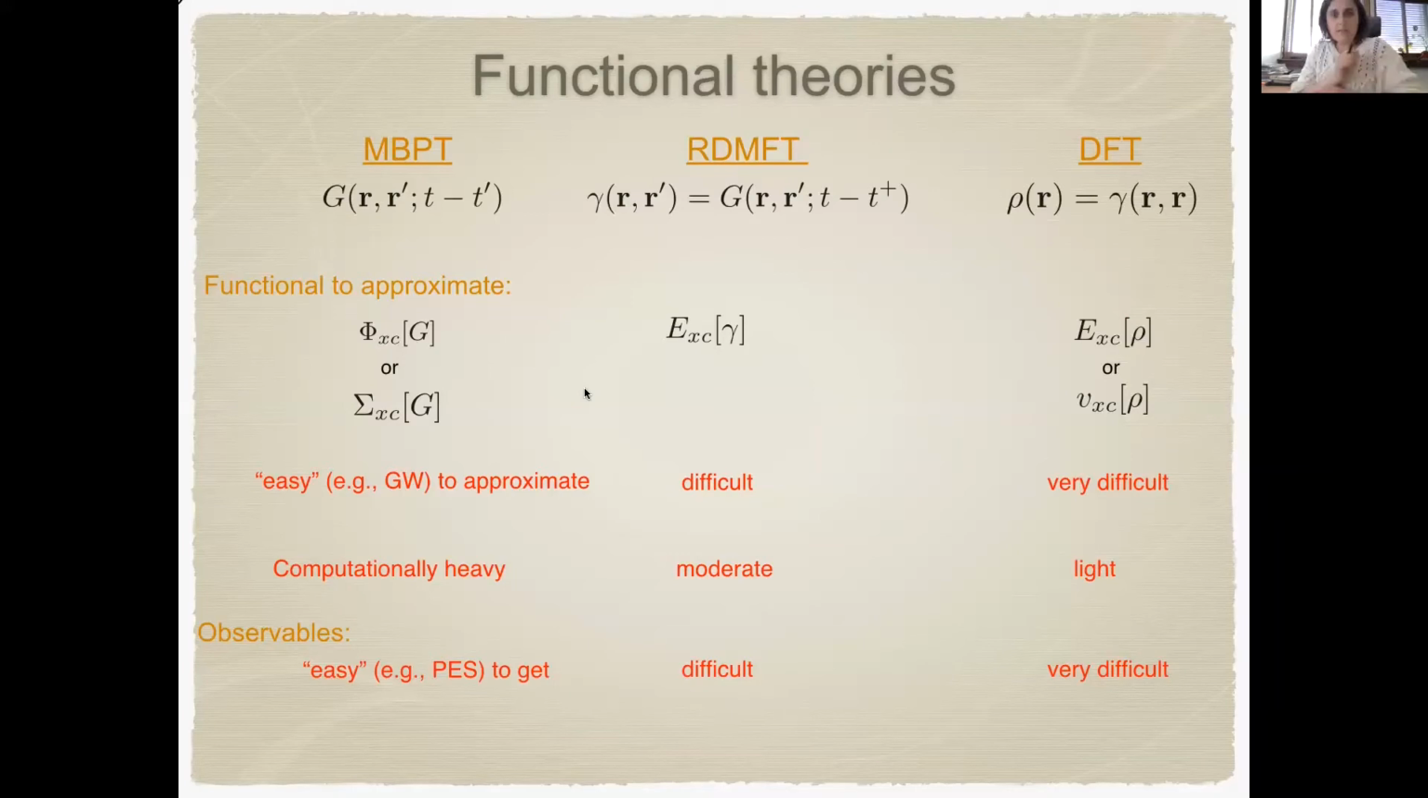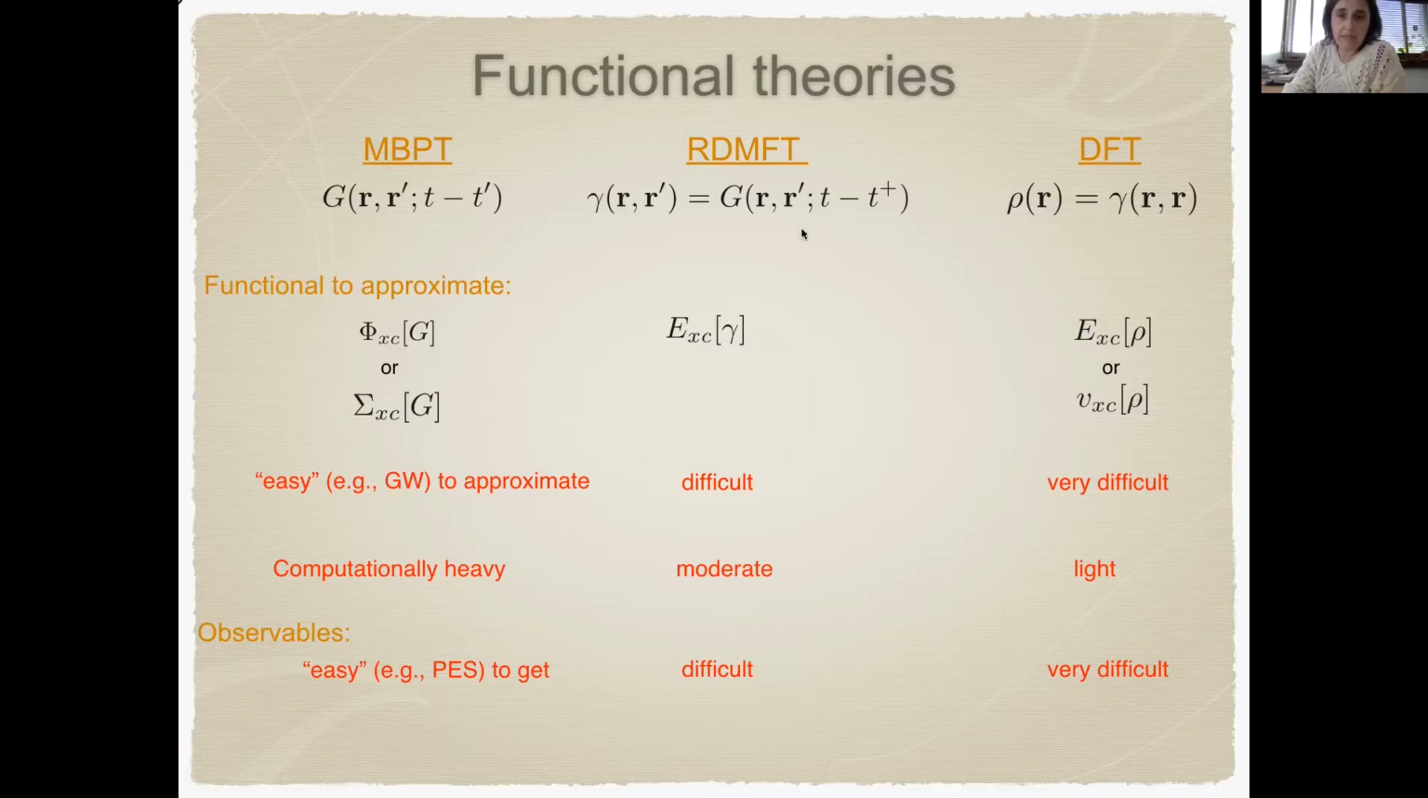I like this slide, which was proposed by Hardy Gross in one of his lectures on RDMFT. I like to repropose it to you because it condenses a little bit the links between these functional theories. So if we have many body perturbation theory, the basic quantity is the one body Green's function. The one body density matrix can be obtained from the diagonal part in time of G. And then from the diagonal part in space of gamma, we can obtain the density.